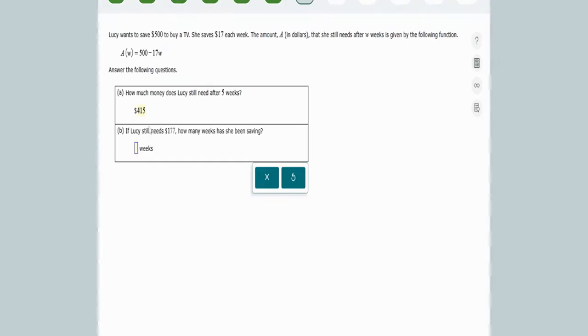So if she still needs $177, how many weeks has she been saving? If we put 177 up here where the A and the W are, then we're going to do 177 subtract 500, and that gives us -323, and then we're going to divide by -17.